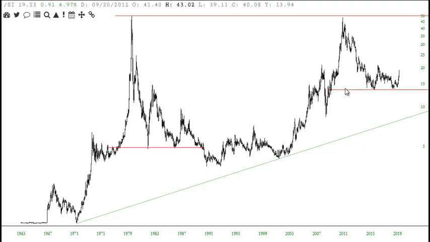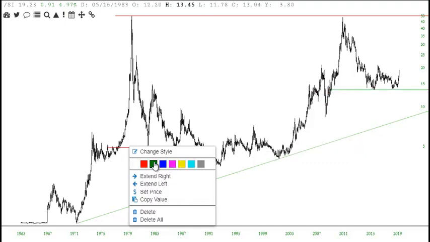Here's another line here, which as of this recording has provided firm support, and until such time as that line is breached, it should be considered reliable support for the silver market. I'll change these to green to suggest support.